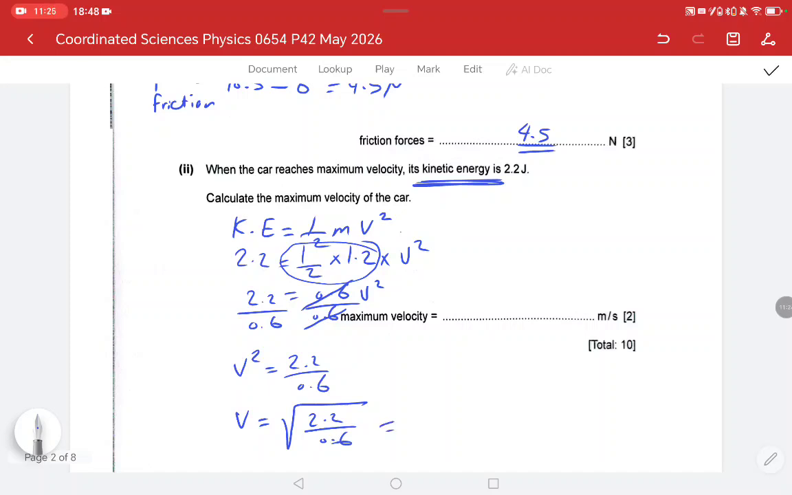So it should be 1.9. This is the answer of this one. The unit is given here. So 1.9. Two significant figures, fine.